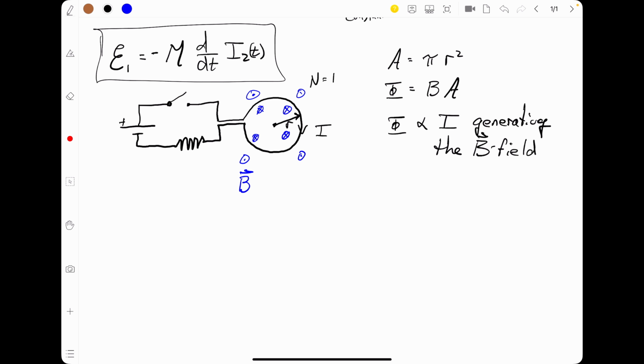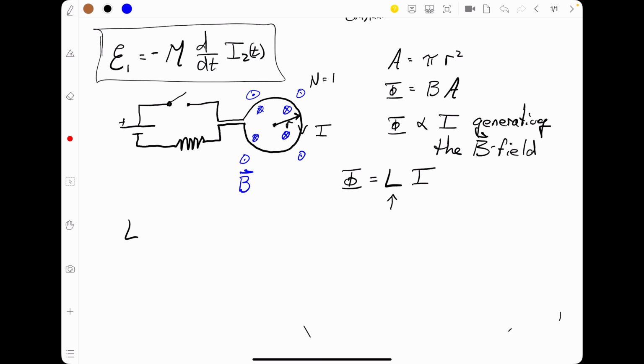So this proportionality, we give a name to. So we say that phi is equal to L times I. Now, we don't know what L is yet. Nobody knows, but we're going to figure it out, so don't even trip. We're going to get it. But this L is the proportionality for generating the B field. All right, so that goes through our flux.